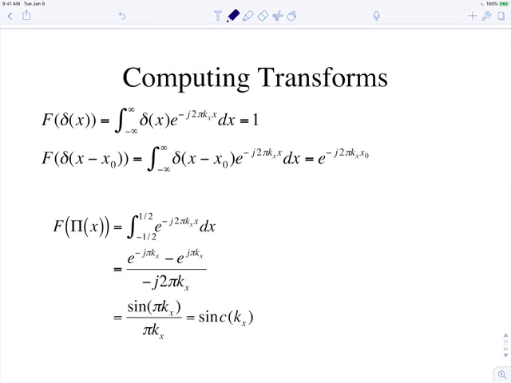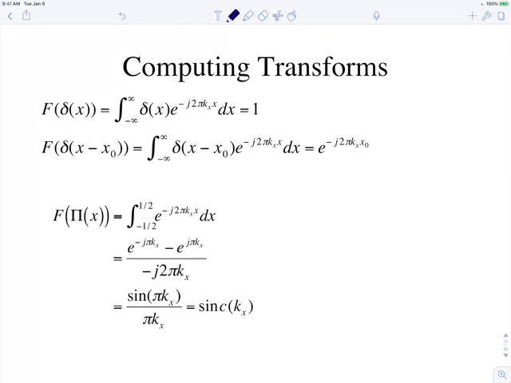So let's talk about how you compute transforms. In this class, we're not going to look at computing really gnarly transforms. We're just going to talk about some very simple transforms that are really important in medical imaging. The first one is the Fourier transform of the delta function, which is important because we're going to use a delta function to represent an impulse, and we need to look at impulse responses.